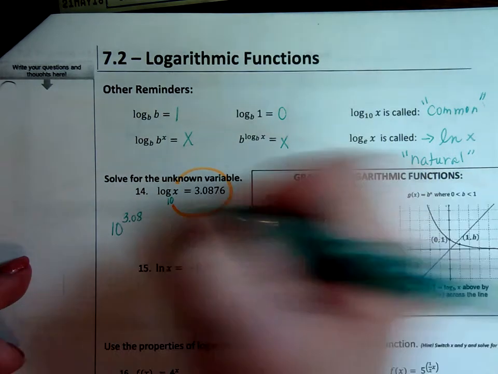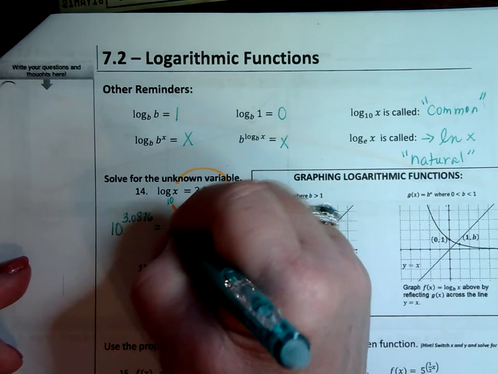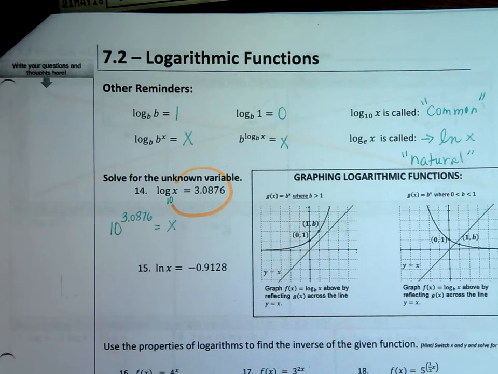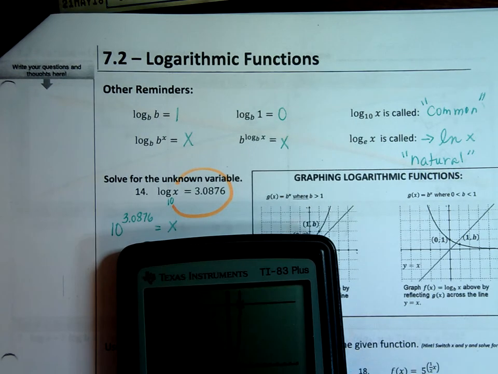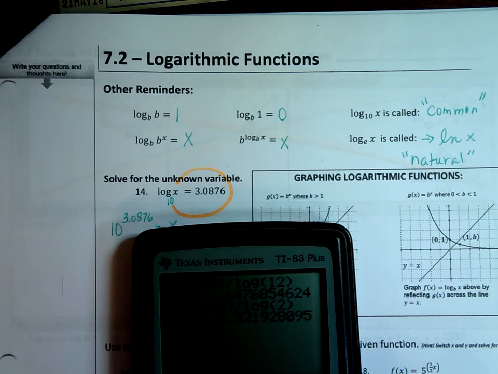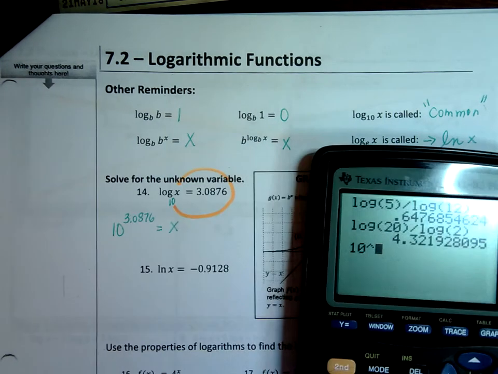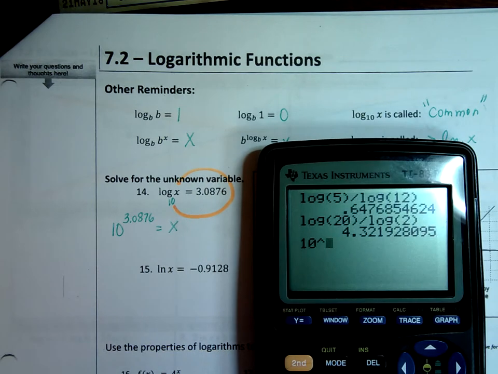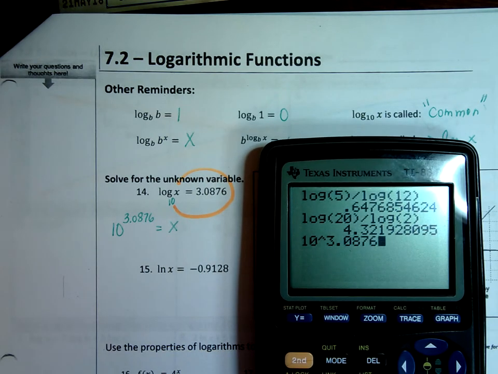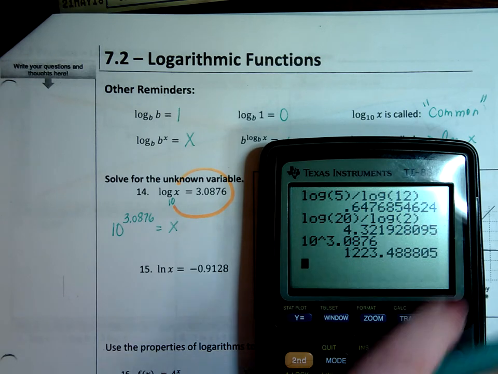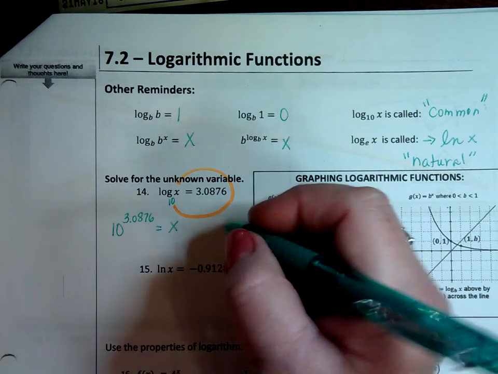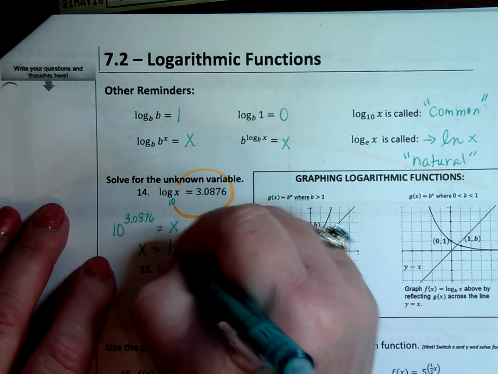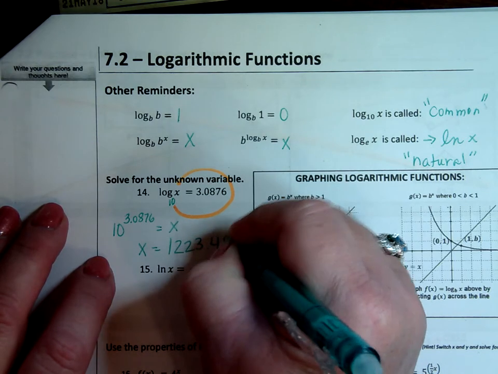That means that 10 to the 3.0876 equals x. Well, can you solve that? Do you know what that looks like in your calc? Oh no, we're going to figure it out. Take your calculator. I want to know what 10 caret 3.0876 is. And we get an answer of 1223.488. And there you go, 489, I guess, really. So this is x equals 1223.489. You solved it. You got it.